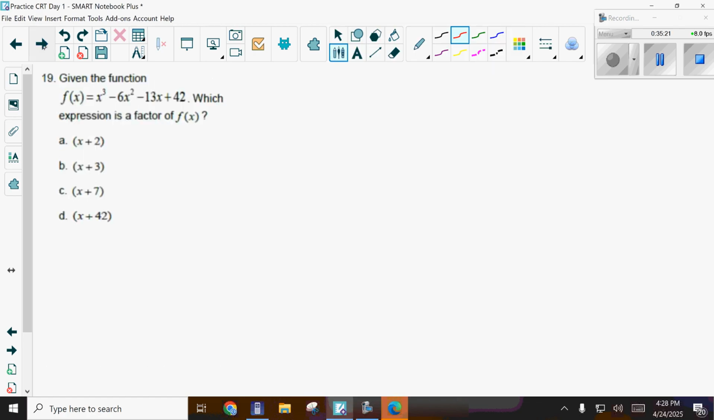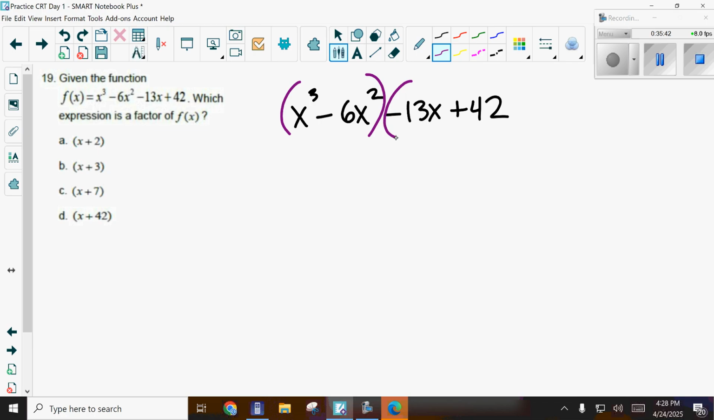Much faster. Okay, number 19, it says which is a factor. Okay, so here's what we're going to try. We're going to do x to the third minus 6x squared minus 13x plus 42. Now, because this has 4 terms, we're going to do this one by grouping. So I'm going to put the first 2 in parentheses and the last 2 in parentheses. And I'm going to take out the GCF. So the GCF between the first parentheses would be the lowest exponent. So that's going to leave me with x squared and x minus 6.